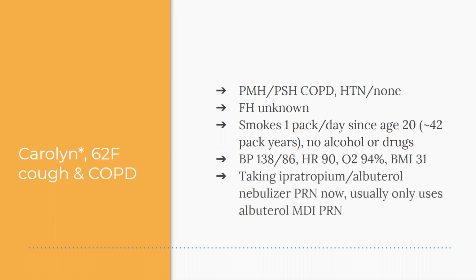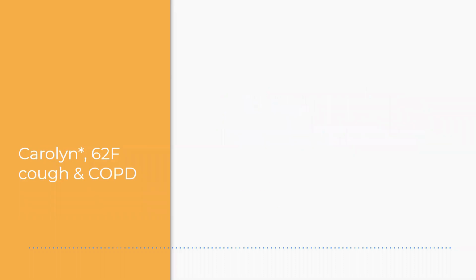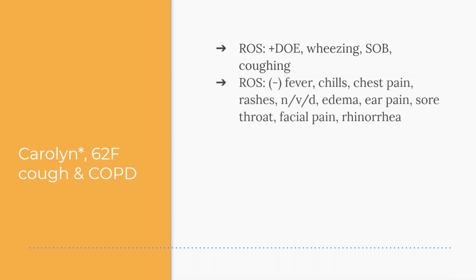She's taking ipratropium albuterol nebulizer as needed right now. Before she was having these symptoms, she really only used albuterol metered dose inhaler, MDI, just as needed. She wasn't using it on a regular basis. For the ROS, just to recap, the positives are dyspnea on exertion, wheezing, shortness of breath, and coughing. Her ROS is negative, importantly, for fever, chills, chest pain, rashes, nausea, vomiting, and diarrhea. So nothing acutely happening in that way. No edema, no ear pain, sore throat, facial pain, or rhinorrhea. All this stuff is relevant in a second.